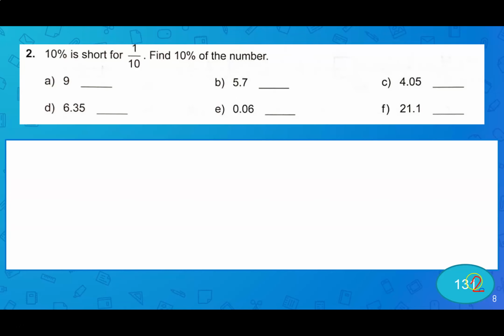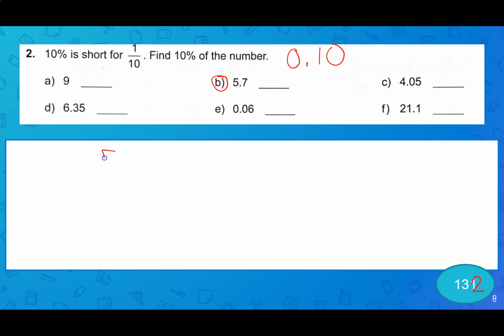Seems I thought we were on the wrong page. Please note we are on page 132. Question 2 says, 10% is short for 1/10. Find 10% of the number. So again, we are doing the exact same thing as question 1. It's just stating it in a slightly different way. We know that 1/10, 10%, and 0.10 all represent the same value. We'll try 2 of these together, and then you can do the remaining 4.